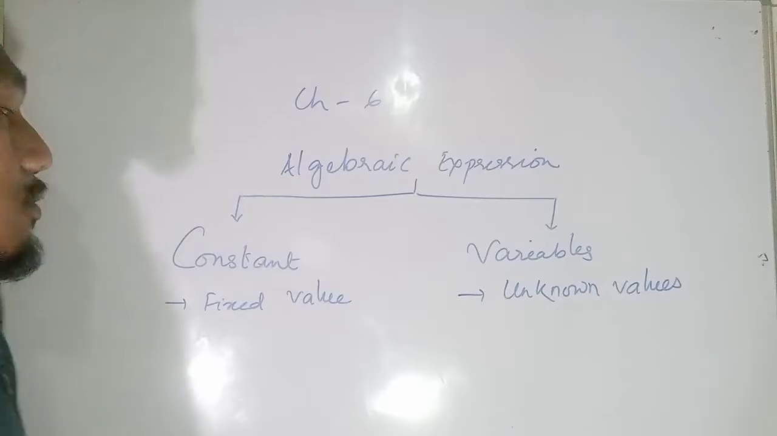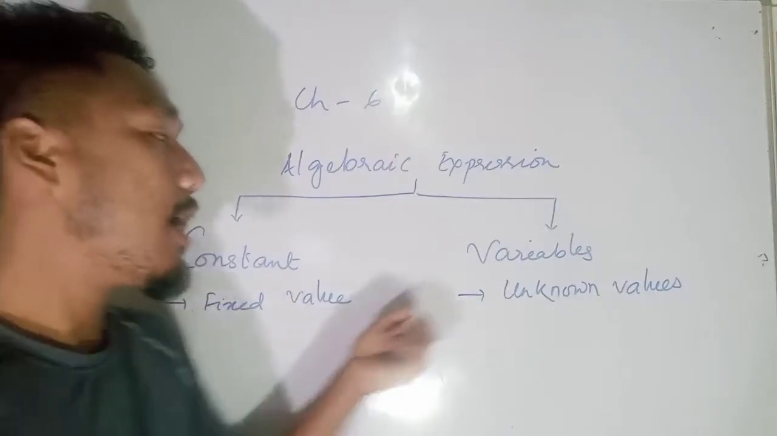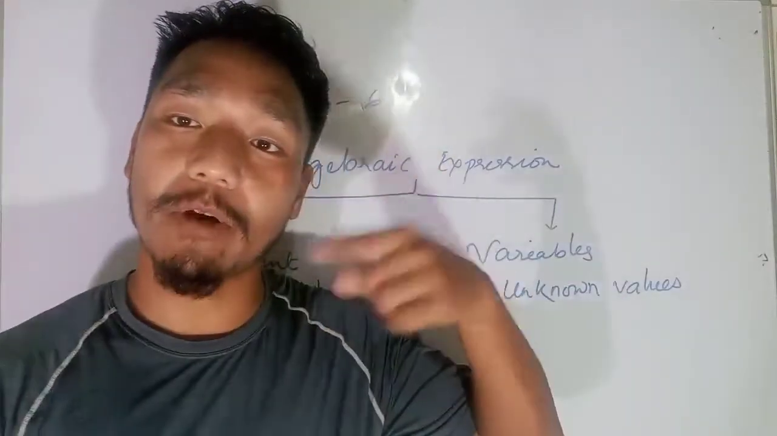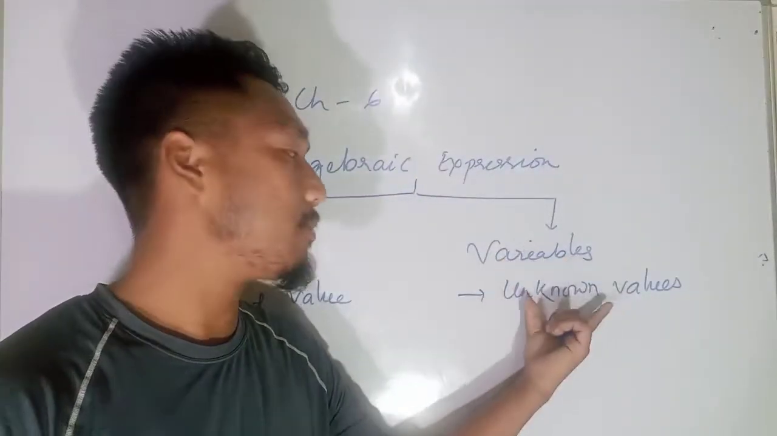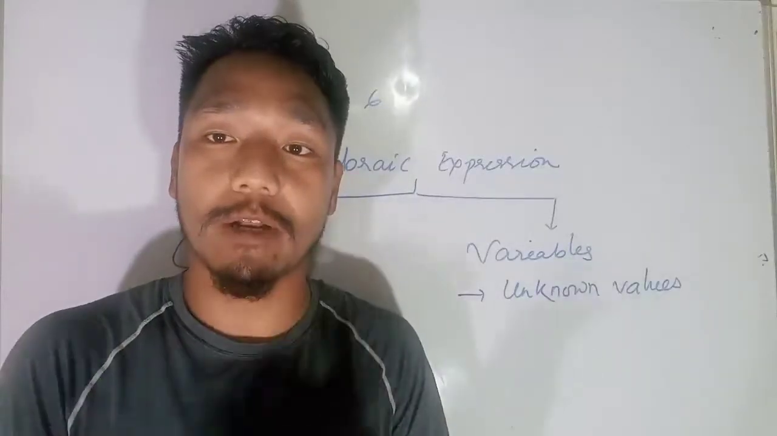Constant means a fixed value, and variable means an unknown value. It keeps on varying, it keeps on changing the values. That is what we call variables. Variables mean unknown values; we don't know the values of those.